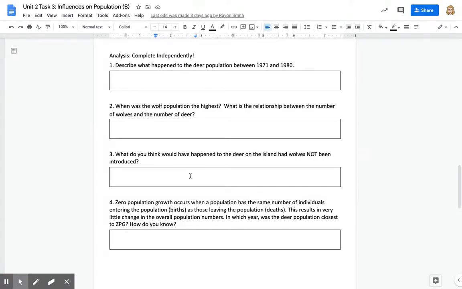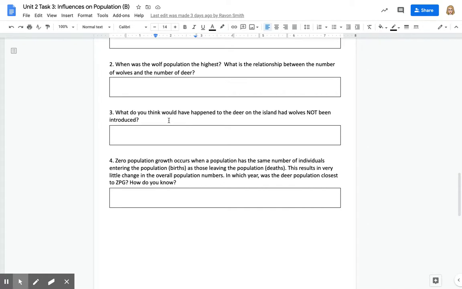So you're going to do these independently. Think about what happened to the deer population overall. Did it go up? Did it go down? Did it do a little bit of both? Think about when the wolf population was the highest. And when it was the highest, what were the deer doing? Was there anything special going on with the number of deer?